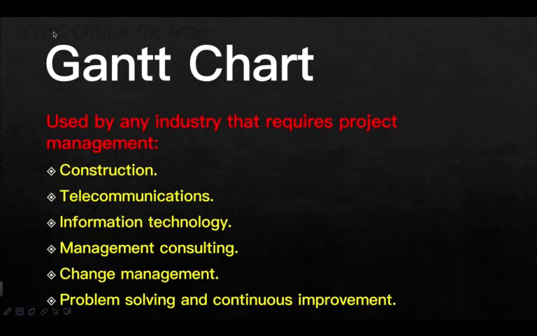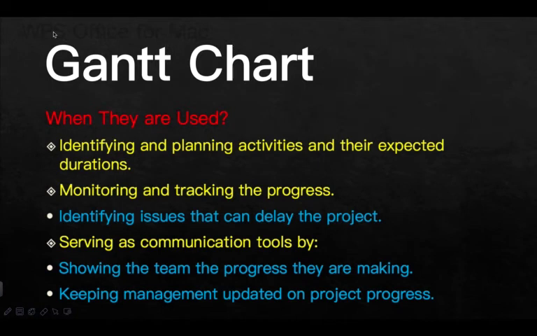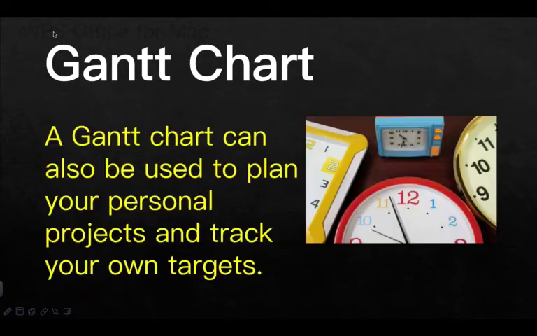Gantt charts are used by any industry that requires project management: construction, telecommunications, information technology, management consulting, change management, problem solving, and continuous improvement. They are used for identifying and planning activities and their expected durations, monitoring and tracking the progress, identifying issues that can delay the project, serving as communication tools by showing the team the progress they are making, and keeping management updated on project progress. A Gantt chart can also be used to plan your personal projects and track your own targets.